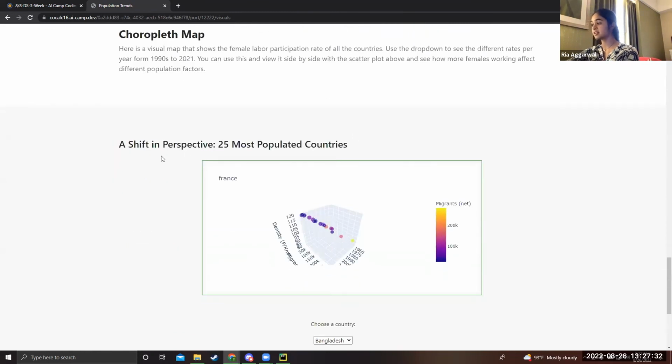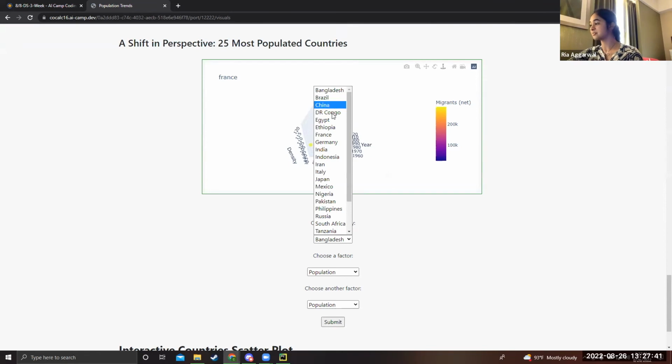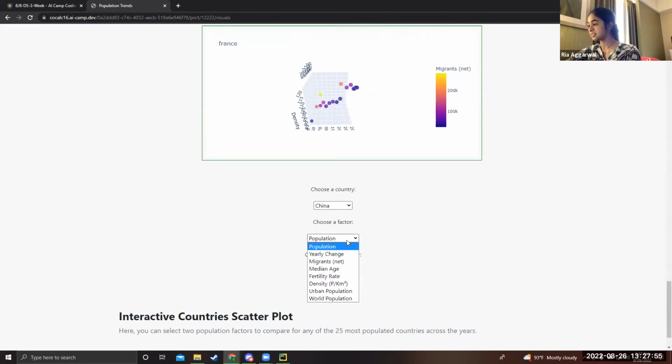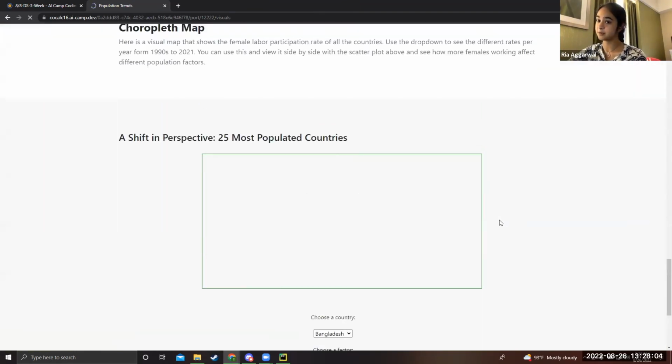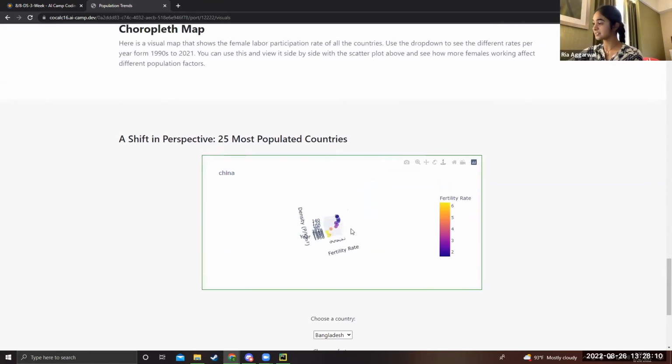And our last model is a quick shift from continents to the populated countries. And within this 3D scatter plot, which you can obviously move around, we used this to see the relationship between different population factors within the countries and visualize the relationships over time. So like if you select a country, let's say China, and then choose one factor, fertility rates, and another one, density, you can see how the different data points in the 3D model shift around, and you can kind of see some trend going on over there, which is pretty neat.